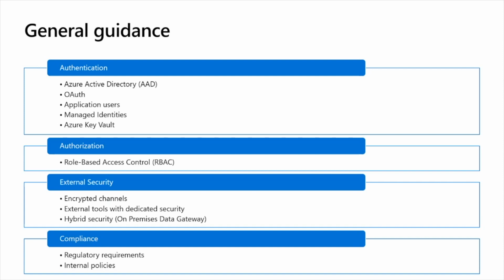First of all, we have authentication, which is mainly covered by Azure Active Directory for secure identity and access management. We have the OAuth authentication protocol, which is highly used. The app users consist of using app user identities for improved access control management. We also have managed identities to securely access Azure resources and to avoid the exposure of credentials. And for sure, the Azure Key Vault to manage secrets and certifications.